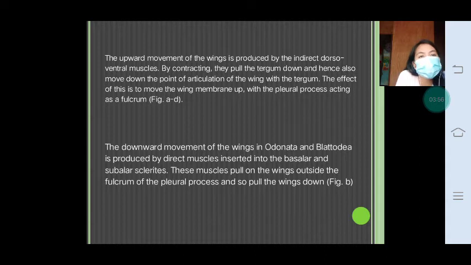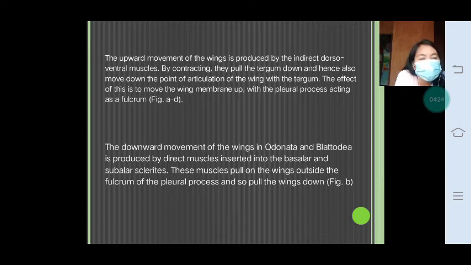The upward movement of the wings is produced by the indirect dorsoventral muscle. Contracting, they pull the tergum down and the hinges also move down to the point of articulation of wings with the tergum. The effect of this is to move the wing membrane up with the pleural process acting as the fulcrum.